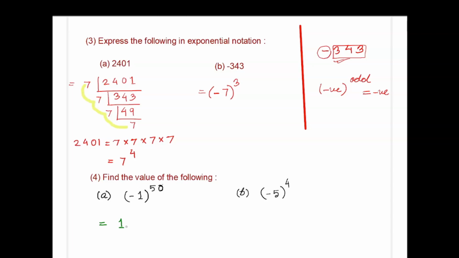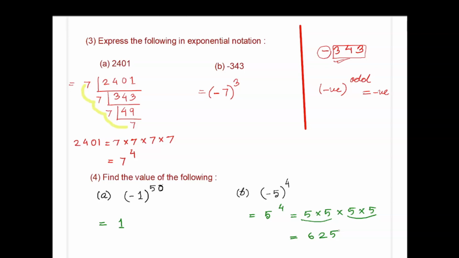So (-1) power even will give us positive. Again here (-5) to the power 4, so it will give us a positive value. But we are asked to find the value of 5 to the power 4, so we have to multiply 5 into 5 into 5 into 5. 5 5s are 25, 5 5s are 25. 25 25s are 625. Okay, it is 625. Understood?